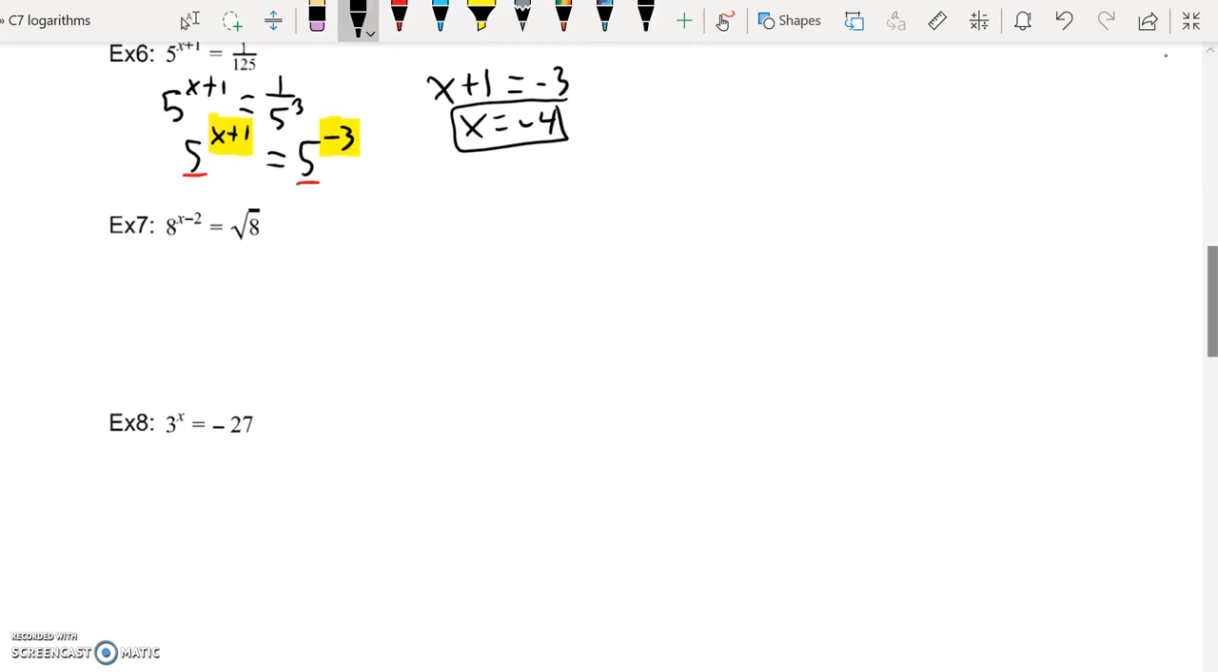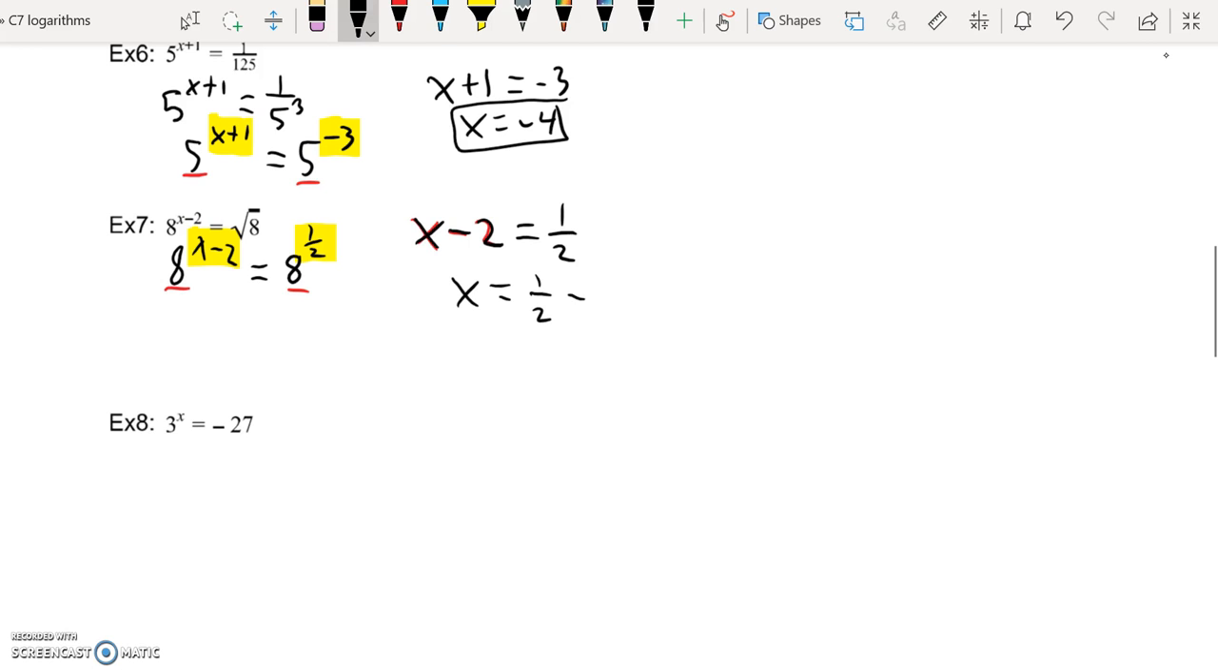Eight to the x minus 2 equals the square root of 8. We have a nice 8 inside of there. We just have to remember that radicals are fractional exponents so that we have the same base, and we can set the exponents equal to each other. x minus 2 equals 1/2. And so x equals, adding 2 to 1/2, you're going to find common denominators, x equals 5/2.